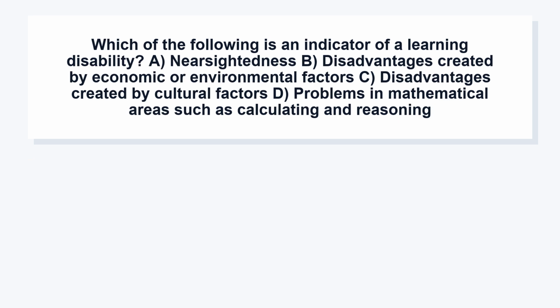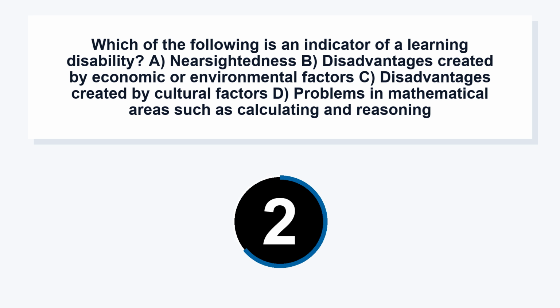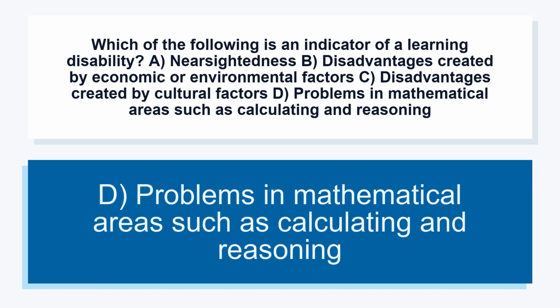Which of the following is an indicator of a learning disability? A. Nearsightedness. B. Disadvantages created by economic or environmental factors. C. Disadvantages created by cultural factors. D. Problems in mathematical areas such as calculating and reasoning.